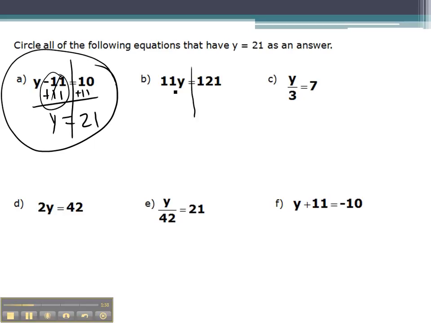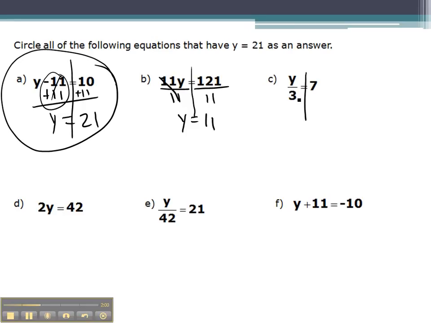The next one, we're multiplying y times 11, so I'm going to undo that multiplication with division, dividing by 11 on both sides. Because 11 over 11 is 1, and 1y is just y. So y equals 121 divided by 11, which is 11. So the equation in B does not have a solution y equals 21.